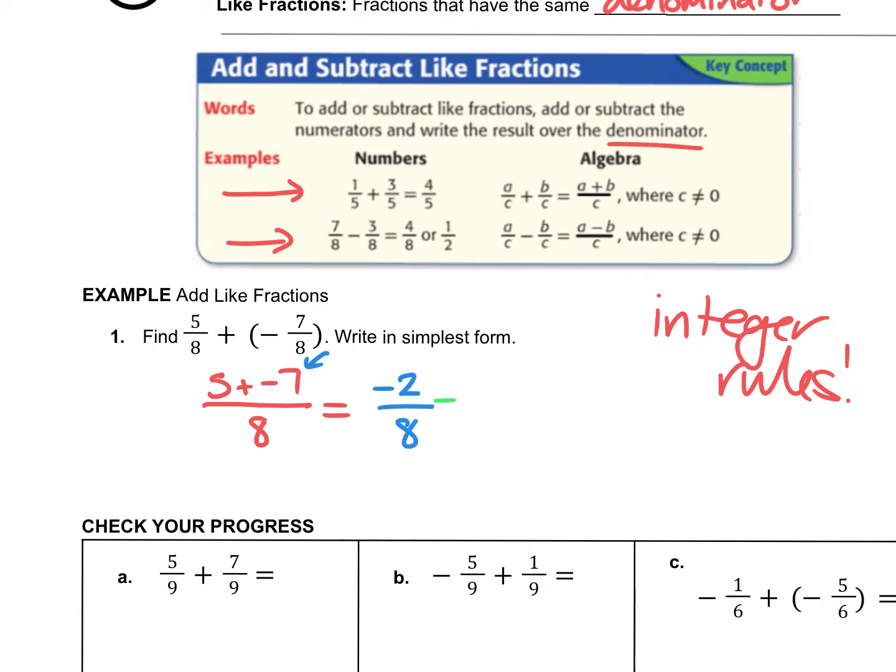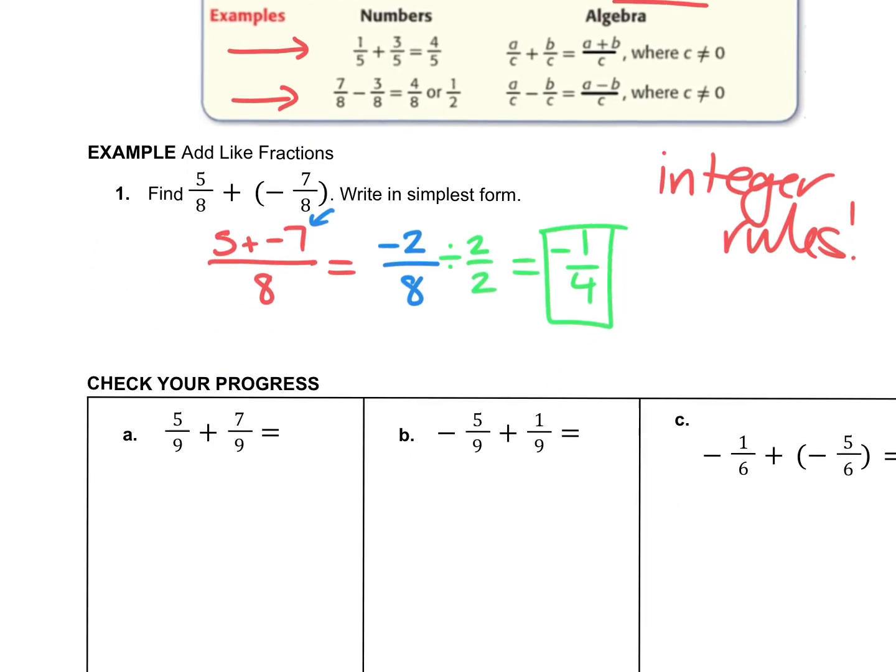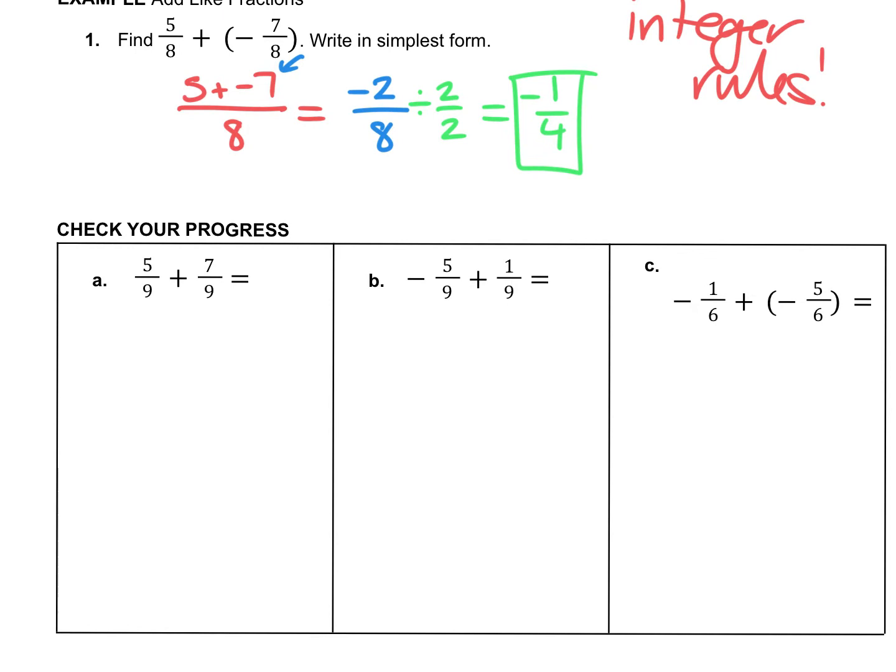I can simplify that by dividing by a common factor of 2. So -2/8 is the same as -1/4. If this seems familiar to you and you want to give it a try, go ahead and pause.